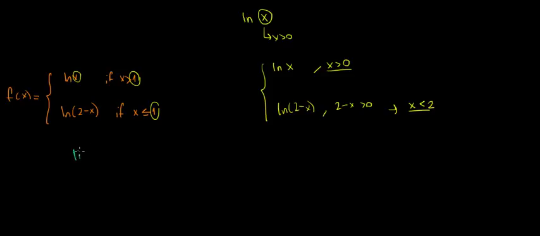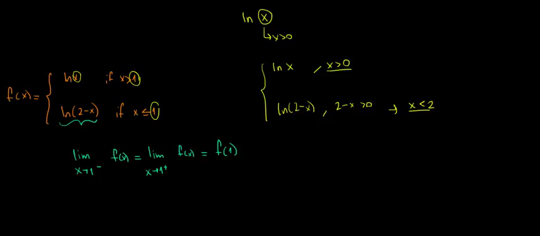We know that we want to have the limit as x approaches 1 from the negative side equal to the limit as x approaches 1 from the positive side, and must be equal to the function at that specific point. What is the limit when x approaches 1 from the negative side? Well, from the negative side, basically when x is less than 1, the function has the following shape, ln of 2 minus x. So let's actually solve it.